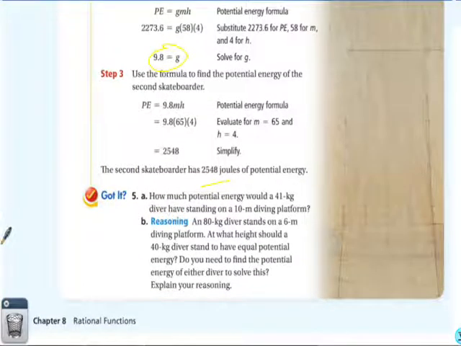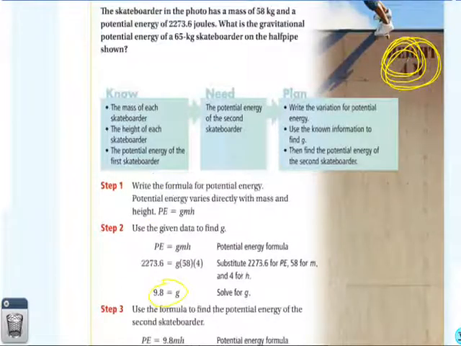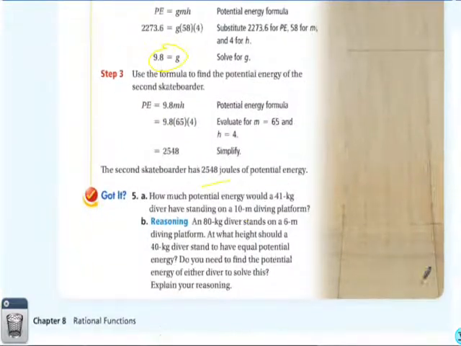How much potential energy would a 41 kilogram diver have standing on a 10-meter diving platform? Again, similar problem, but instead of a skateboarder and a 4-meter half pipe, it's a diver on a 10-meter diving platform. And then there's a reasoning question: an 80 kilogram diver stands on a 6-meter diving platform. At what height should a 40 kilogram diver stand to have an equal potential energy? Go ahead and try and do your best. I think 5B is a tough question, but I think you can do it. Go ahead and try those now.